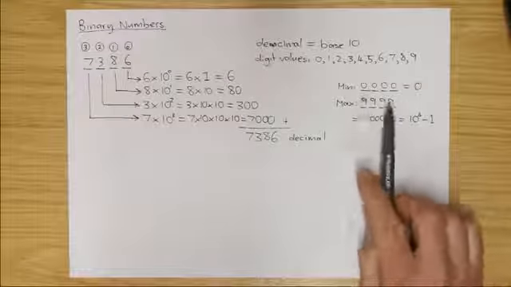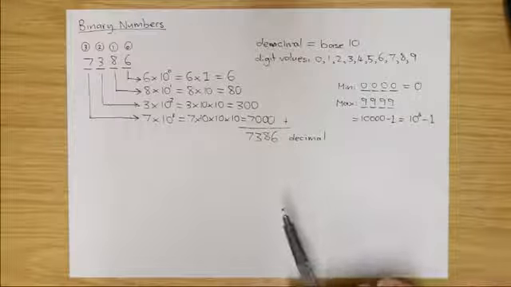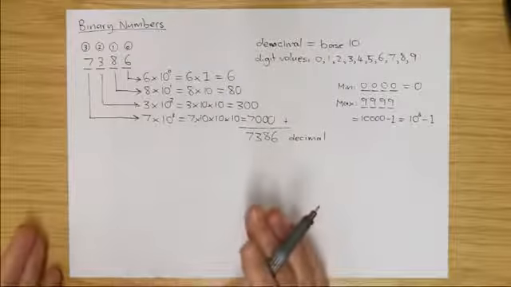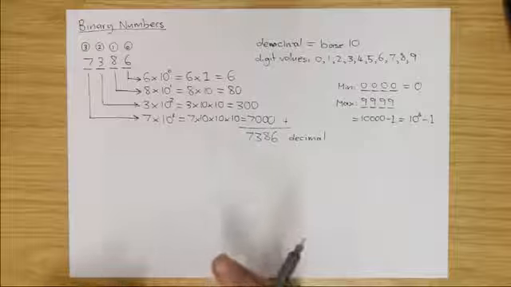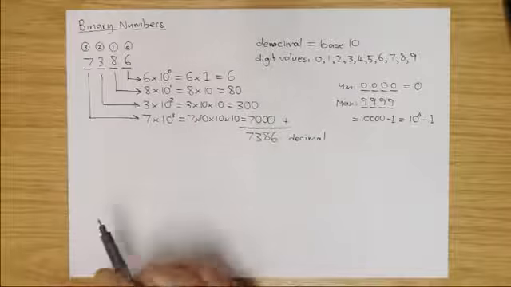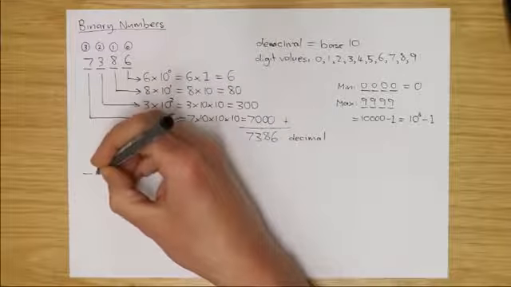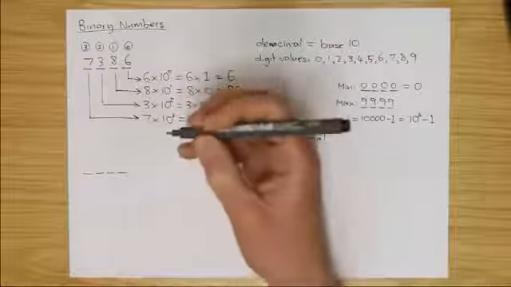So the biggest 4-digit decimal number we can have is equal to 10 to the power of 4 minus 1. So that's our decimal number example. I'm going to do the same thing now for a 4-digit binary number, and we'll see how the two number systems actually work in a very similar way, but there is one important difference. So I will choose at random a 4-digit binary number.